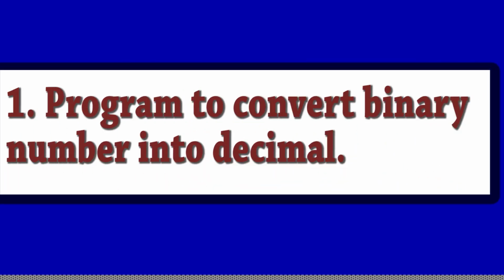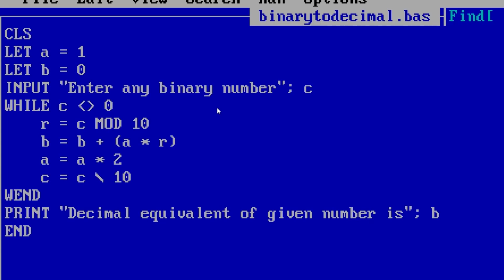First question is program to convert binary number into decimal. Here, the program is to convert a binary number into decimal. First of all, we will write CLS. After that, let A is equal to 1. Then B is equal to 0.